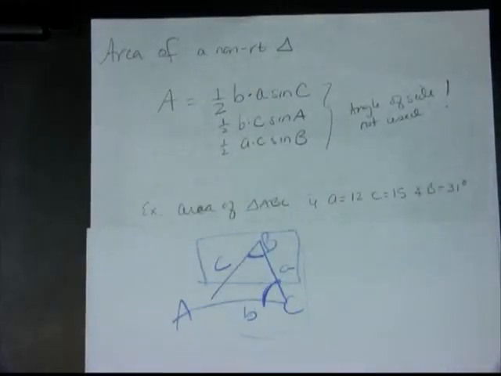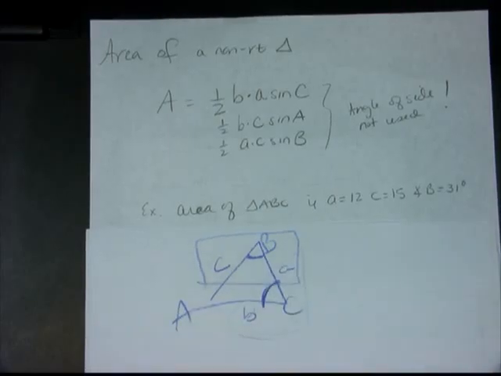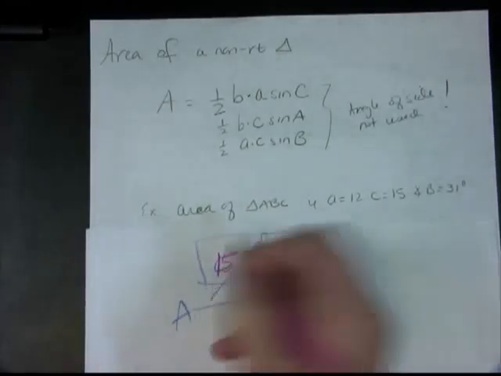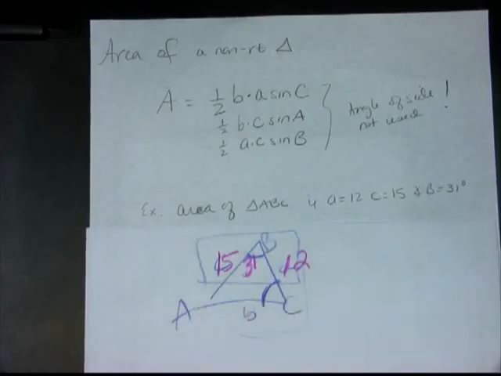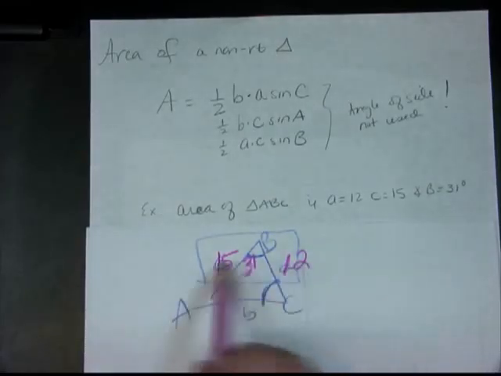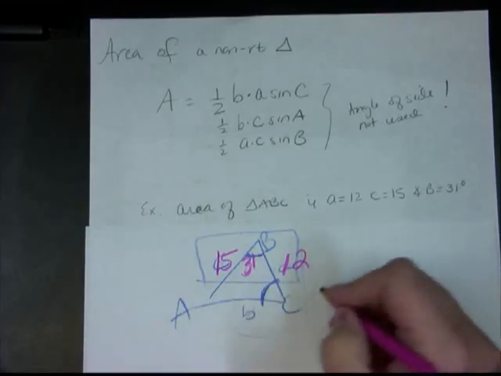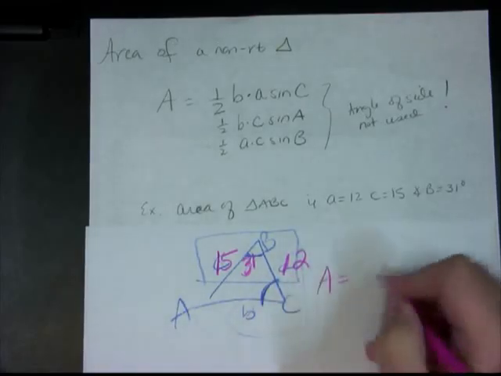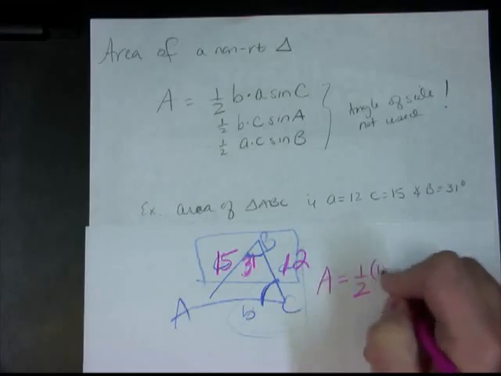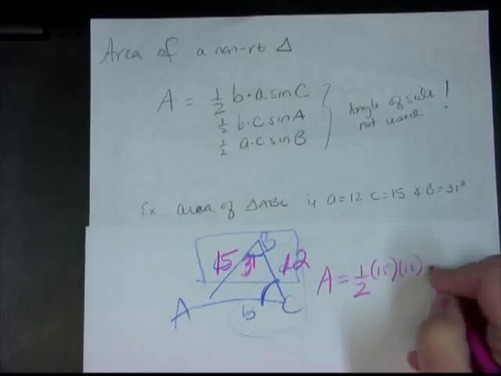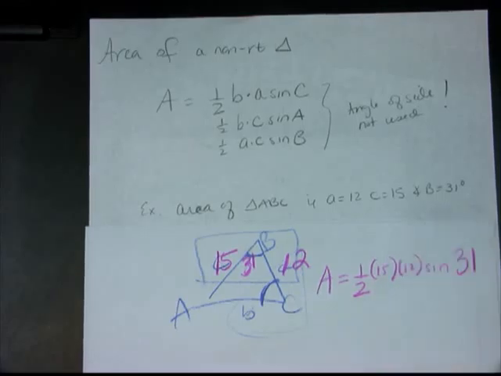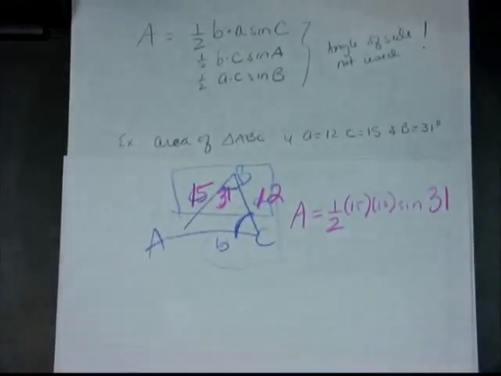So if I give you a triangle here, find the area of the triangle. If you know side A is 12, side C is 15, angle B is 31, and I'm just going to label this picture that I already have here. So side A is 12, side C is 15, angle B is 31. You can see we're going to be using the 2 sides with the angle in between. So area is 1/2 the 2 sides times the sine of the angle.